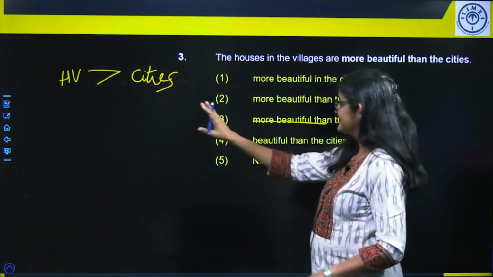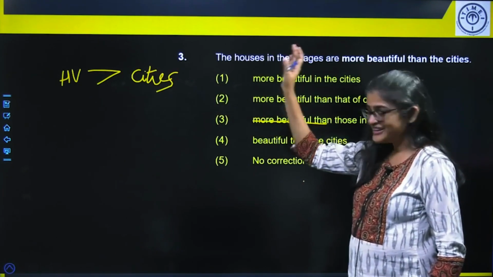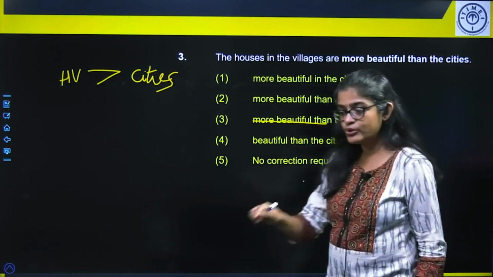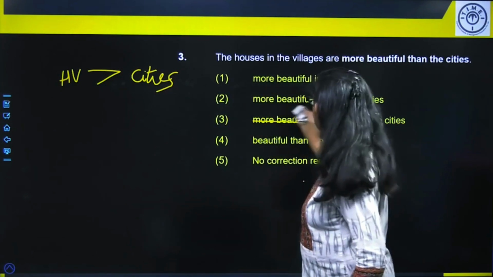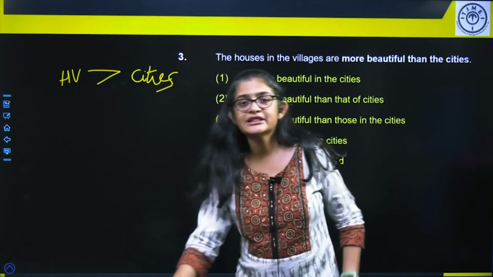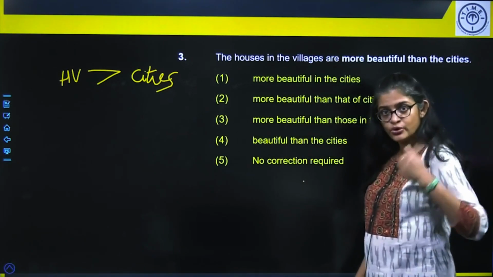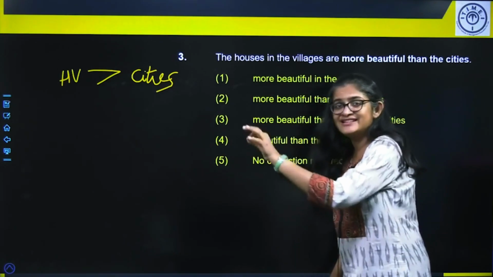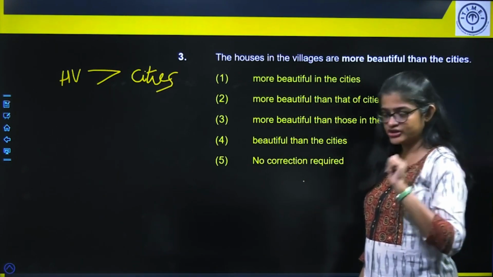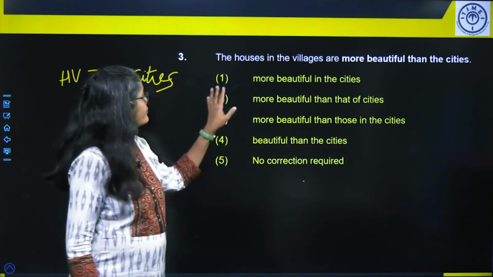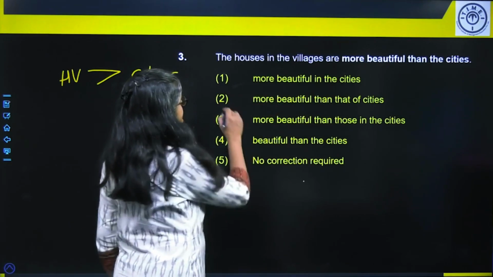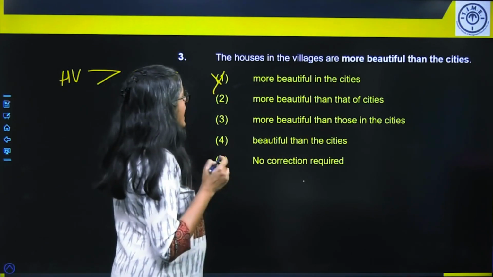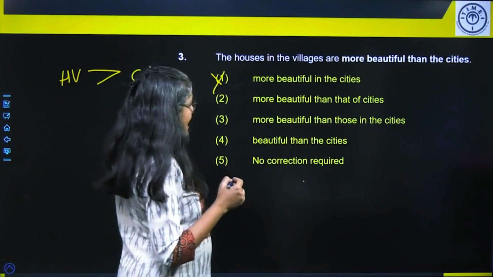You got it, right? You got the logic? Yes. So, what do we need here? We need some pronoun which indicates that we are comparing houses with houses. Either we can go the whole way and say houses in the villages are more beautiful than the houses in the cities, or we can take a shortcut. What is the shortcut? Let us see. Are more beautiful in the cities. How can the houses in the villages go to the cities? No. Are more beautiful than that of cities.